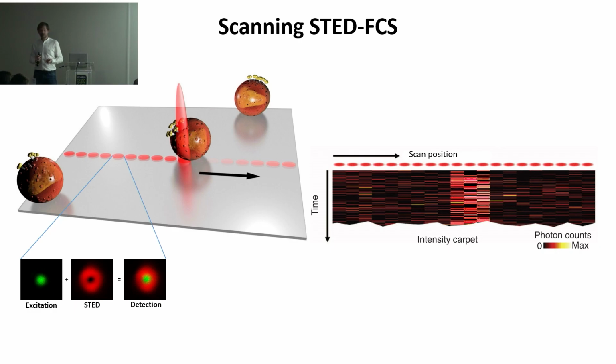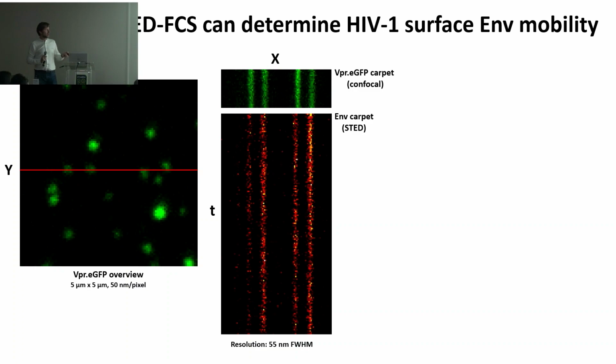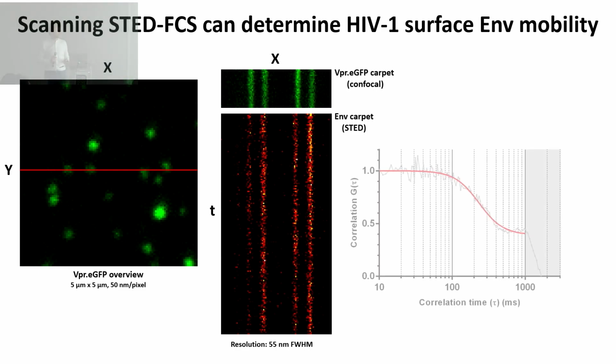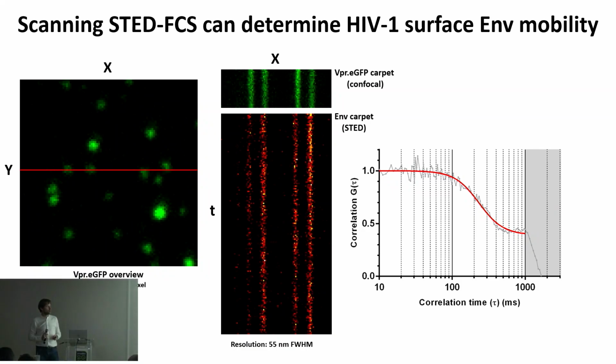So utilizing scanning STED FCS, we looked at the virus particles. These are live particles, and this is a scan line in this case. Once again, VPR-GFP particles, and then we collected in confocal the so-called carpets, in which this is the x-axis and this is the time axis. Then we correlate not across the spatial component but across the temporal component and derive the autocorrelation function, and we can calculate the transit times.